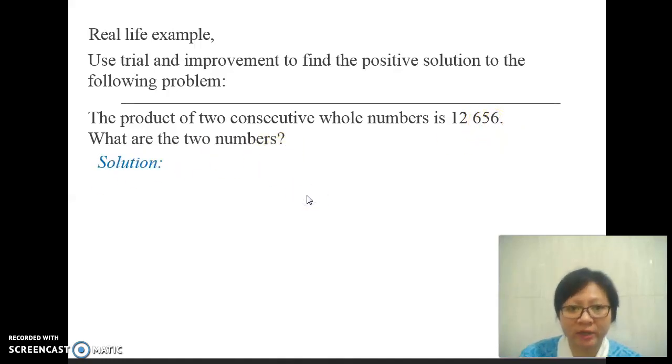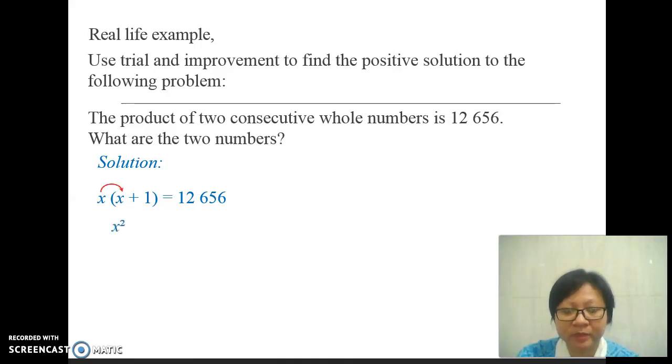Okay, first we need to generate the quadratic equation. There is no equation here. So let the number be x. So the other number is x plus 1. So x times (x plus 1) equals 12,656. And then expand to remove the brackets. x times x is x squared, plus x times 1, so x squared plus x equals 12,656. Okay, now we have the quadratic equation.